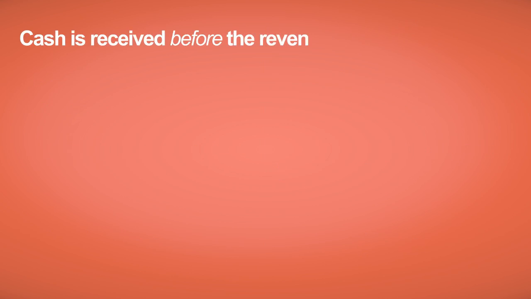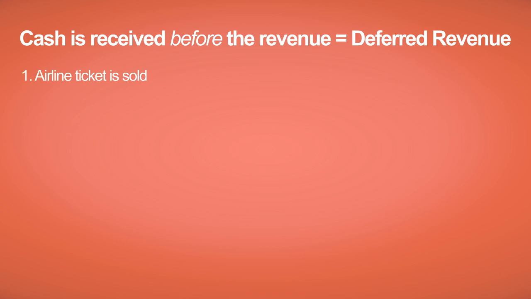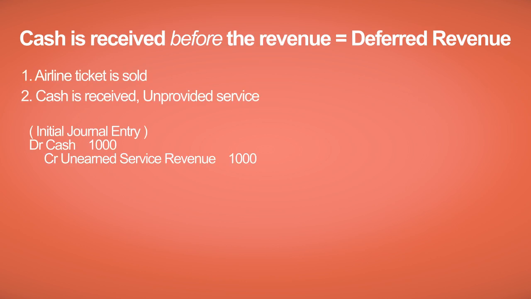When cash is received before the revenue is earned, it is known as a deferred revenue. Consider the purchase of an airline ticket. Cash is received by the business, but they are left with the obligation to provide services. In the initial journal entry, note that this is not the adjustment. We debit cash for $1,000 and credit unearned services revenue for an equal amount.